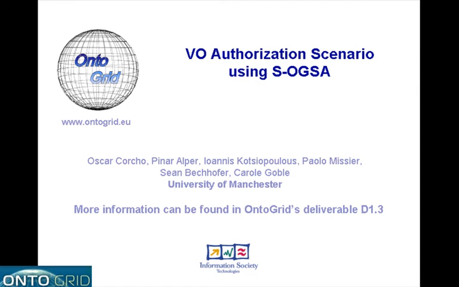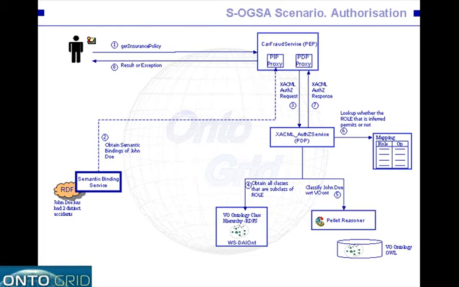In this demo, we will show how we can apply the approach proposed by the S-OGSA architecture and the technologies developed in the context of the OntoGrid project in order to enhance the provision of access control mechanisms in the Globus Toolkit 4 platform. The figure shows the general architecture of our approach, which will be explained in detail later. We assume that the audience is familiar with the terminology used in authorization: policies, policy decision point, policy information point, policy enforcement point, and so on.